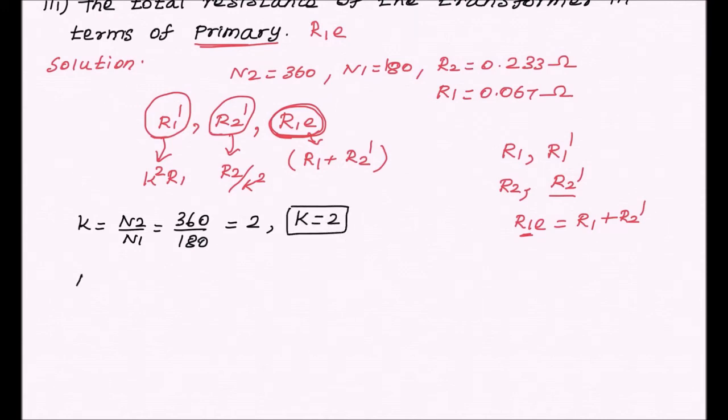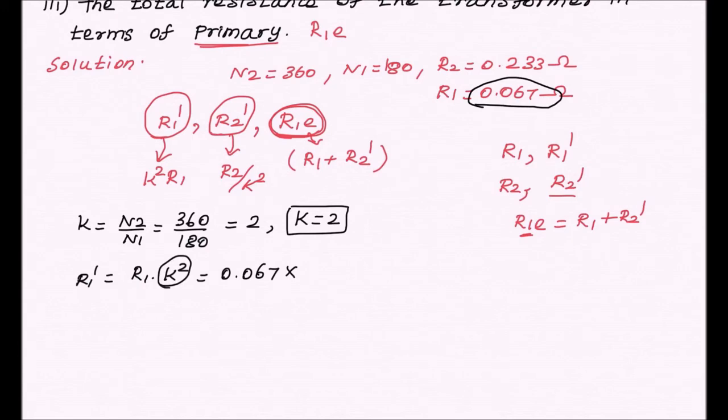First we have to calculate R1 dash. R1 dash is nothing but R1 into K squared. So R1 is given as 0.067 ohm. So 0.067 into K squared. K is 2. 2 squared is 4. So 4 into 0.067, which is equal to 0.268 ohm.